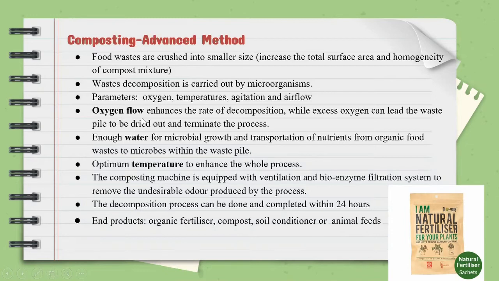First of all, oxygen flow can enhance the rate of decomposition. However, when excess oxygen is supplied, it can lead to the waste pile drying out and terminate the process. Besides that, enough water is needed for microbial growth and transportation of nutrients from the organic food waste to the microbes to sustain their activity and growth. Lastly, the optimum temperature is also very important to enhance the whole process. The composting machine is equipped with a ventilation and bioenzyme filtration system to remove the undesirable odor produced by the process. The end products of composting are organic fertilizer, compost, soil conditioner, or animal feeds.